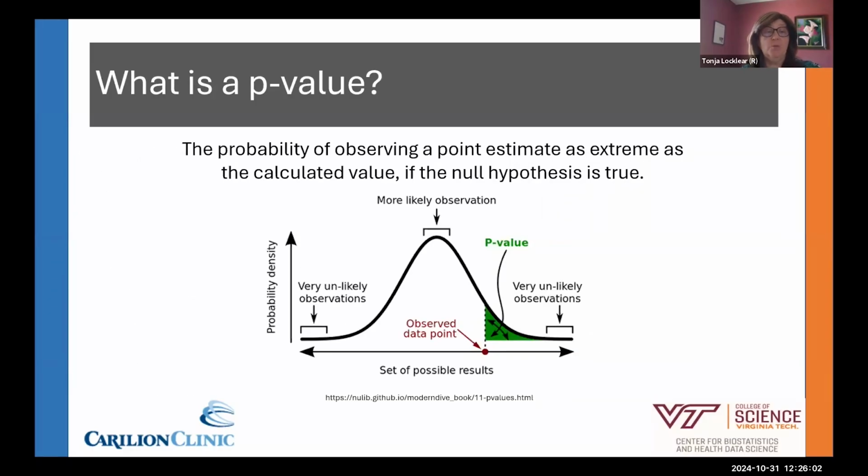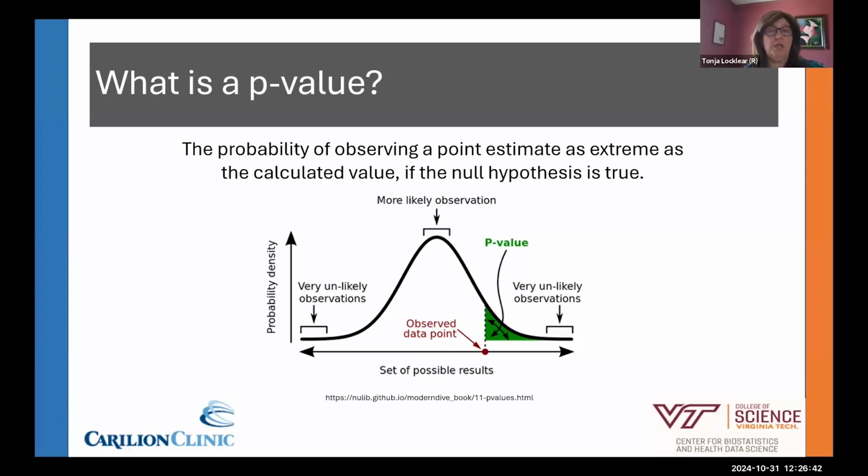So then what is the p-value? Well, the p-value is the probability of an observed point estimate that is as extreme as a calculated value. So let's say your p-value is 0.04. Then that means there is a 4% chance that you could pick a random value that is just as extreme as that one, but with the null hypothesis being true. So it means it had nothing to do with your alternate hypothesis. It had nothing to do with your intervention.